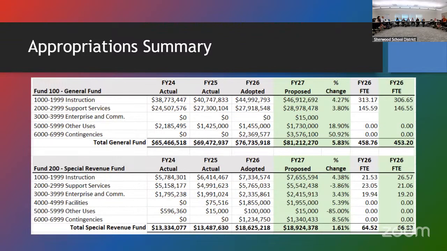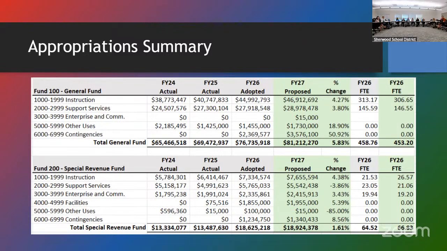So here's our appropriations summary. This is actually the level at which the budget committee approves and adopts the budget. I think for me, the thing on this page that is maybe the most interesting, we'll see the bottom line total of FTE in a minute, but you can see that even though our grants have gone down, we've got a few more people in grants than we did in fiscal year 25.